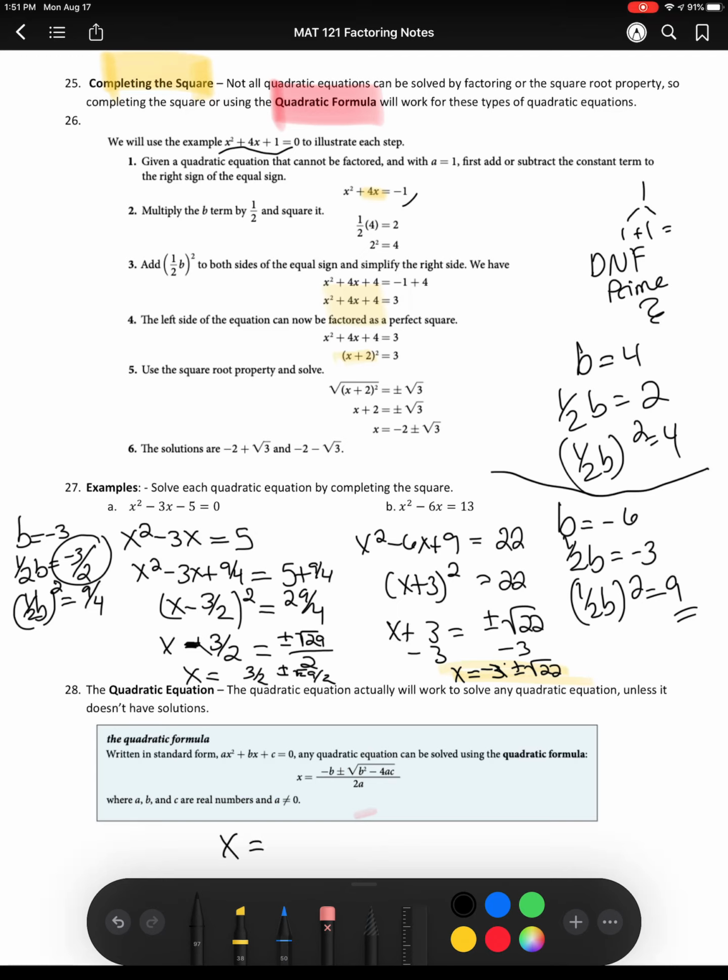Let me write it down here. It's not a pretty answer, but it's correct. Checking it is not fun.